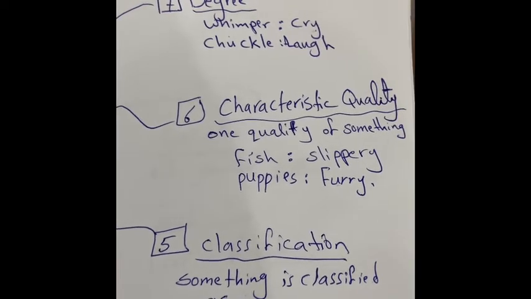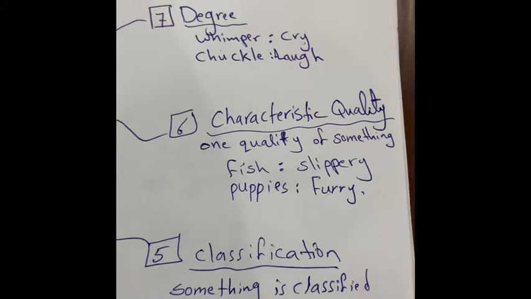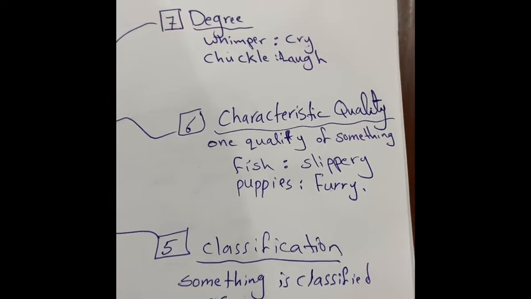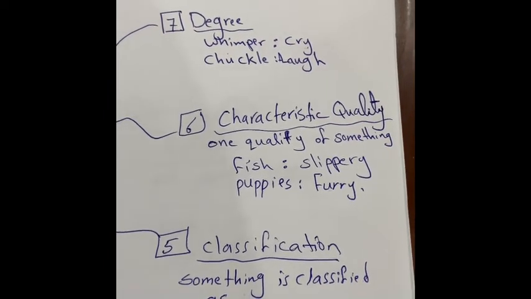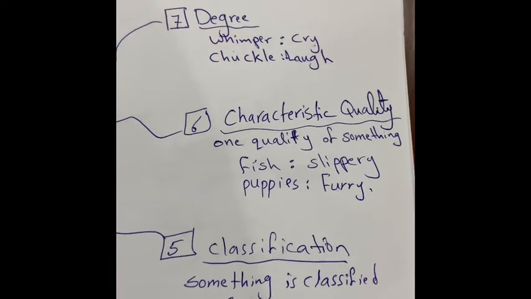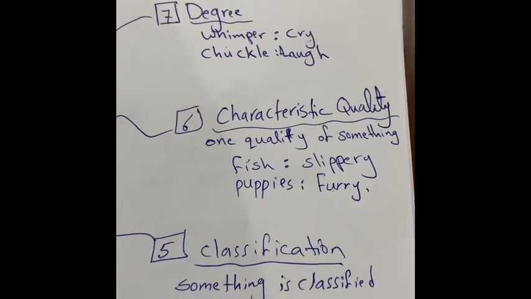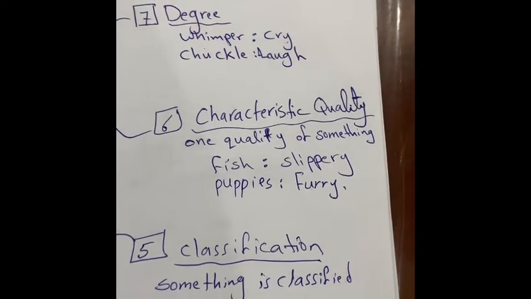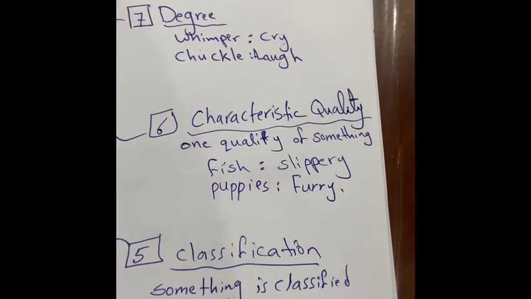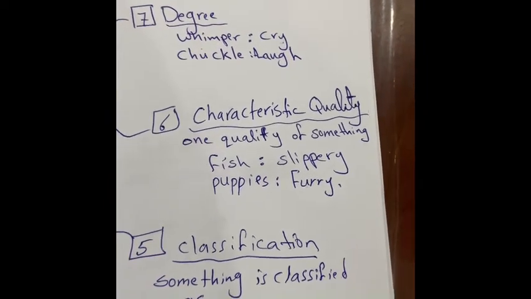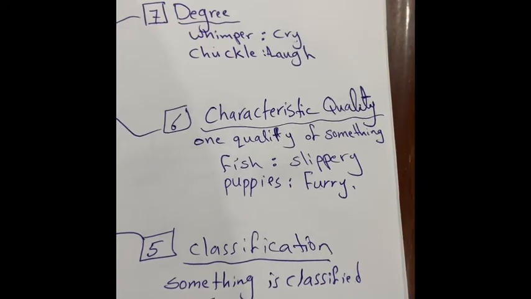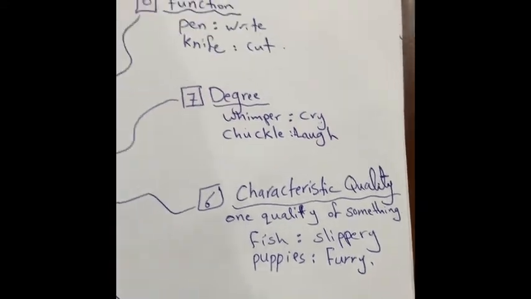Another example: if I say mountain, give me one characteristic of the mountain, we can say steep. So steep and mountain are two words that have a characteristic quality relationship between them. The analogy between them, we call it characteristic quality.